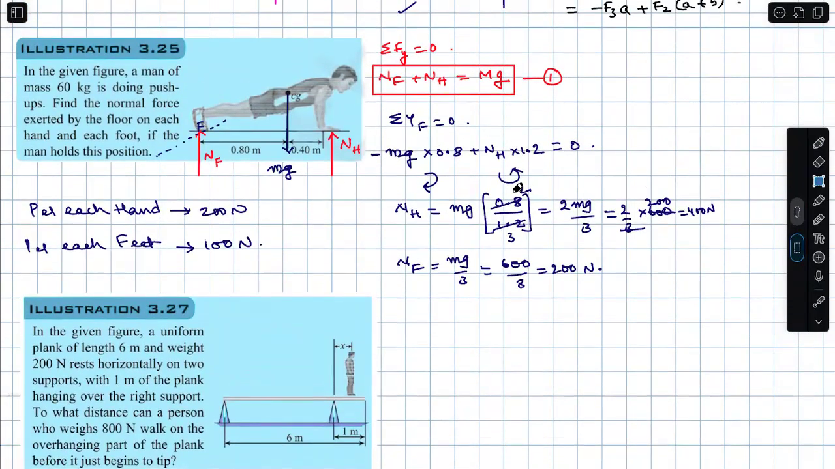Yes, you can do it. But fundamental approach, I need to do it like this only. Right.